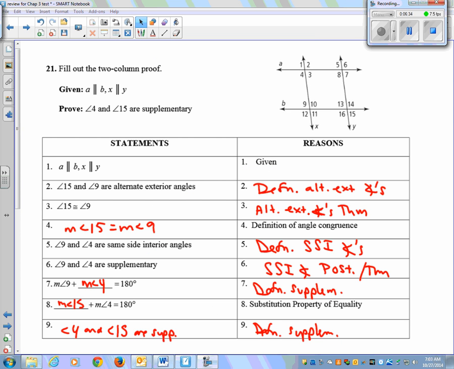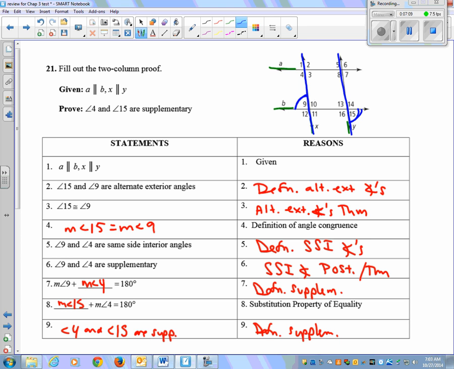Okay, so let's look at this proof. We're given that both sets of lines are parallel here. A is parallel to B, X is parallel to Y. So all of our angle relationships will apply here. So we state our given, then we say 15 and 9 are alternate exterior angles. Here's angle 15, here's angle 9. So based on these two lines being parallel and B being our transversal, 9 and 15 are alternate exterior angles, and we're just stating them for what they are. So that's definition of alternate exterior angles.